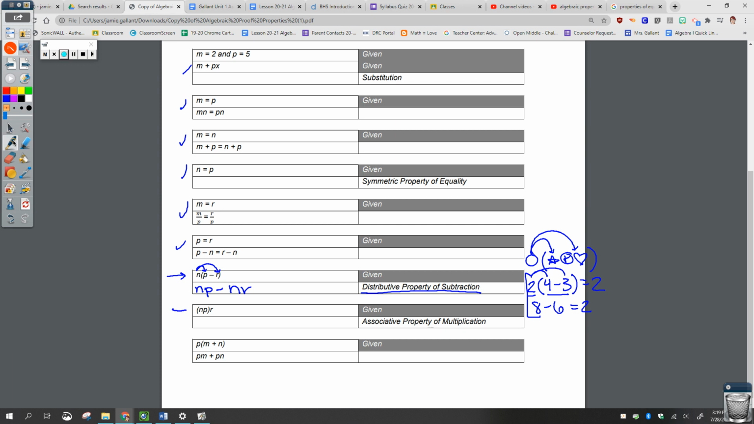All right, next we have the associative property of multiplication. Remember when we did the associative property of addition, we had 1 plus 2 plus 3, and it didn't matter which ones I put my parentheses around, it gave us the same thing. So it's the same concept except with multiplication. So instead of having n and p in parentheses, we should have n outside and p times r in parentheses.